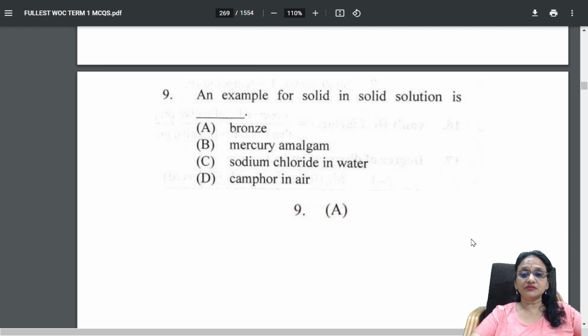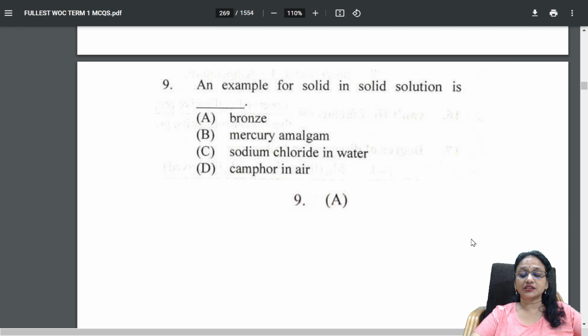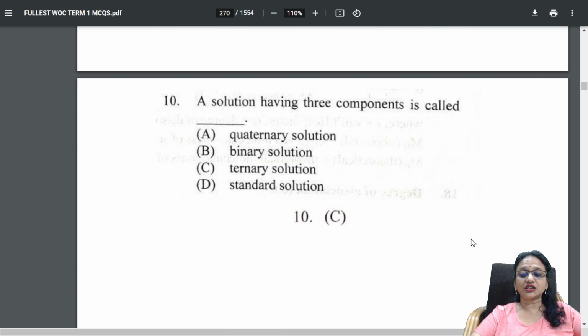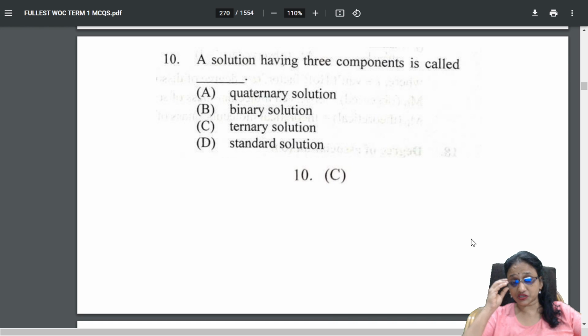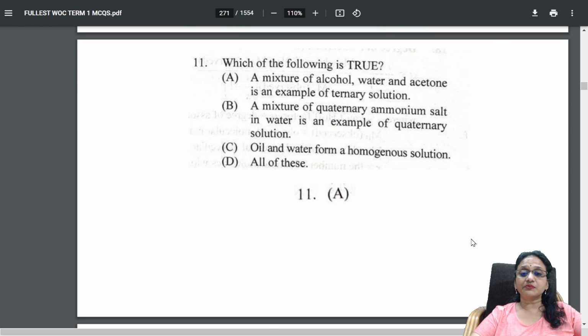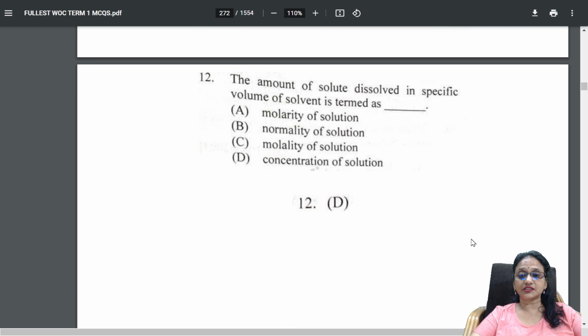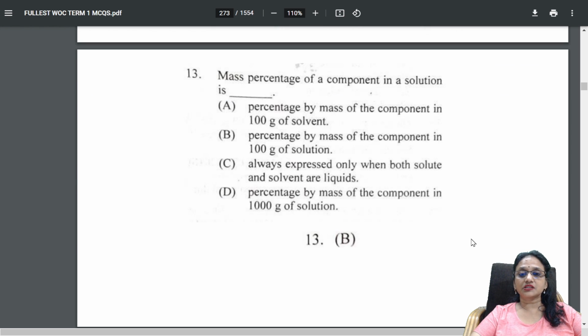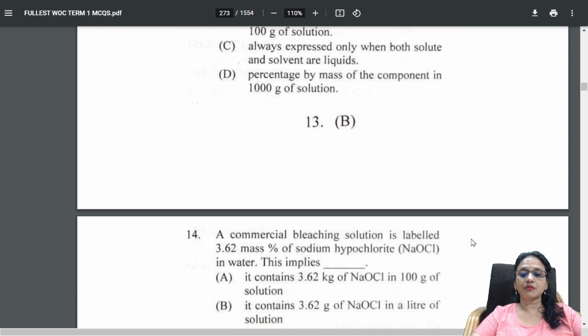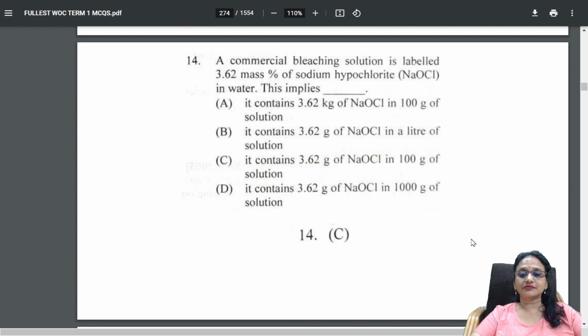Then this is one more question. Yes, this is how it goes. Let us see the questions which are there. A solution having three components, what is it called? Then comes a question, true or false, or rather a true and incorrect statement. Such questions are given. Then this is about the concentration terms. This is the mass percentage question. Again, a simple question in the form of a word statement. Got it, students?